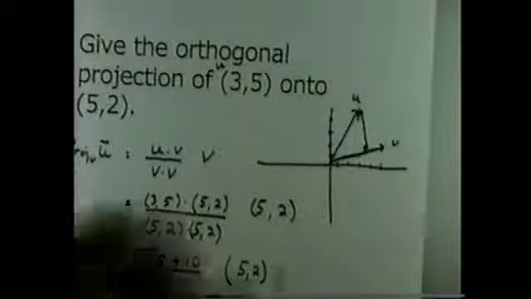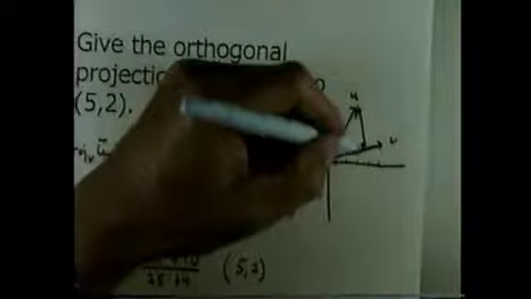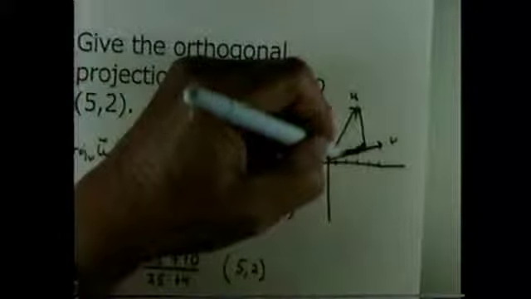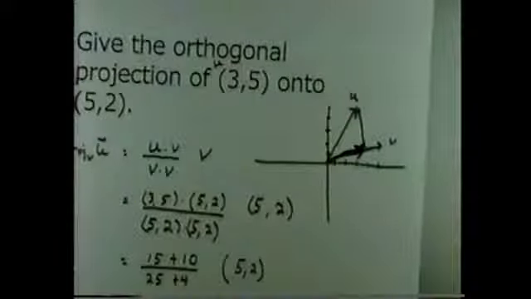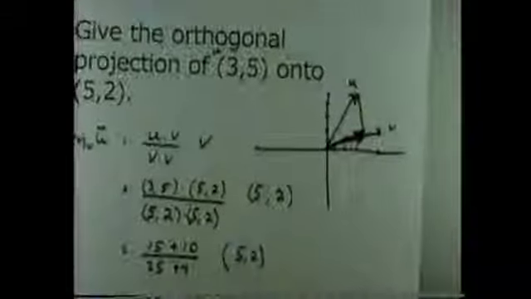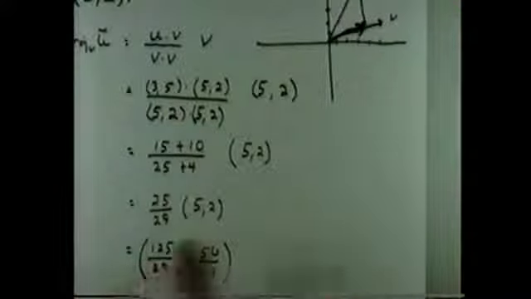And this vector is your projection. Well, if we were to change this to a decimal and count over and count up, and if I had drawn it to scale, you'd see that they would match.